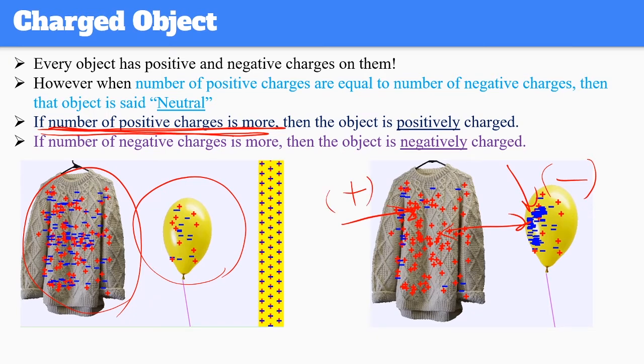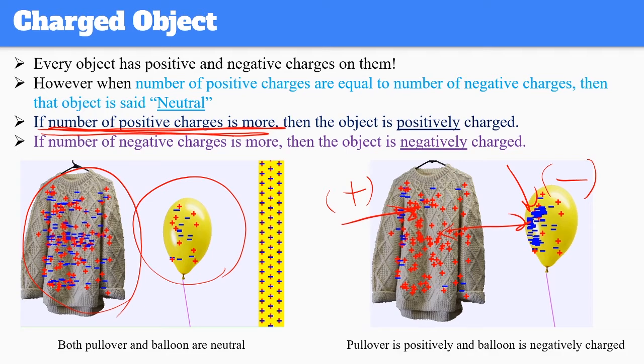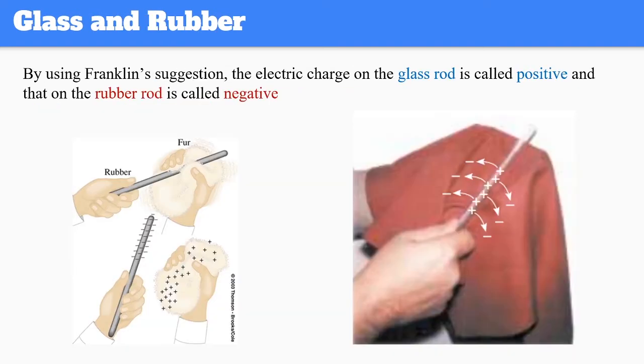All right, so basically to get charged, it's not enough to have protons and electrons. To get charged, you need to have more protons or more electrons in the object, so that you can say that it is a charged object.